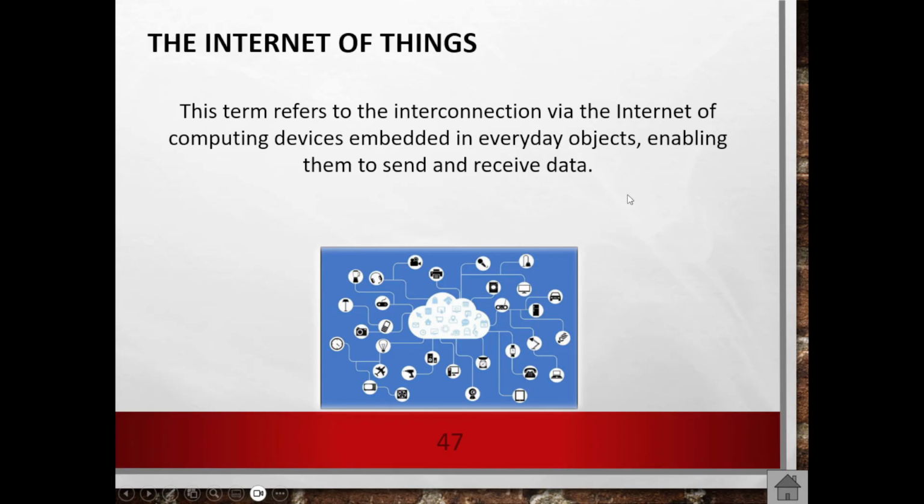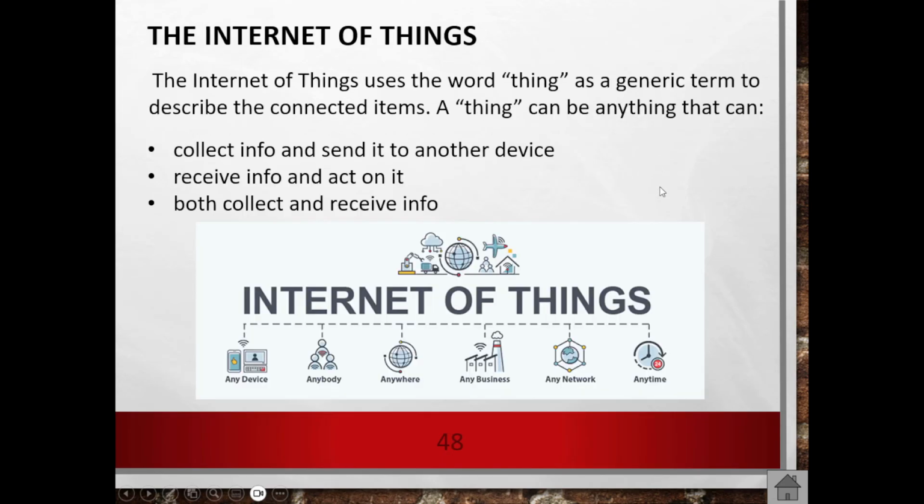All right. Then we have a term that's come up, and this is why I've included this as well, the Internet of Things. Please, you must know this term. It refers to the interconnection via the internet of computing devices embedded in everyday objects, enabling them to send and receive data. So the Internet of Things uses this word thing as a generic term to describe the connected items, because a thing can be anything that can do what? It's got to do three things: collect info and send it to another device, receive info and act on it. Both collect and receive info.